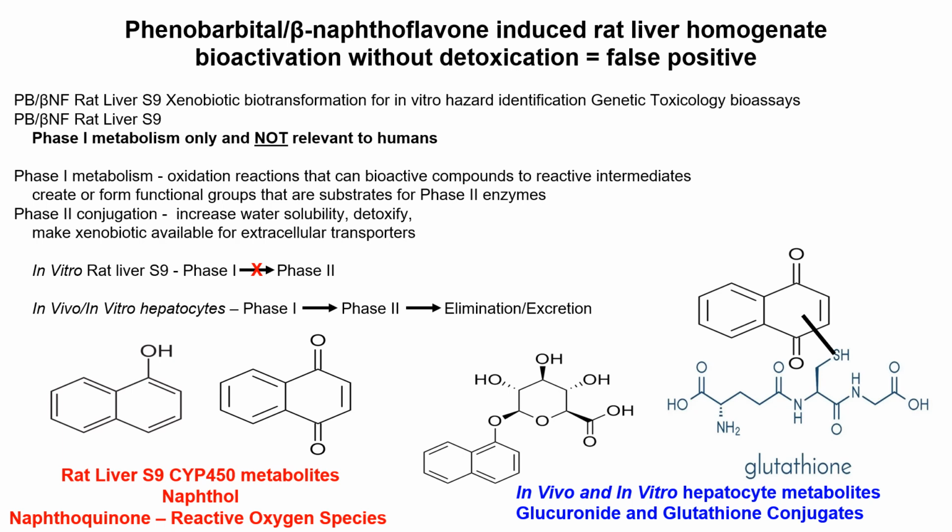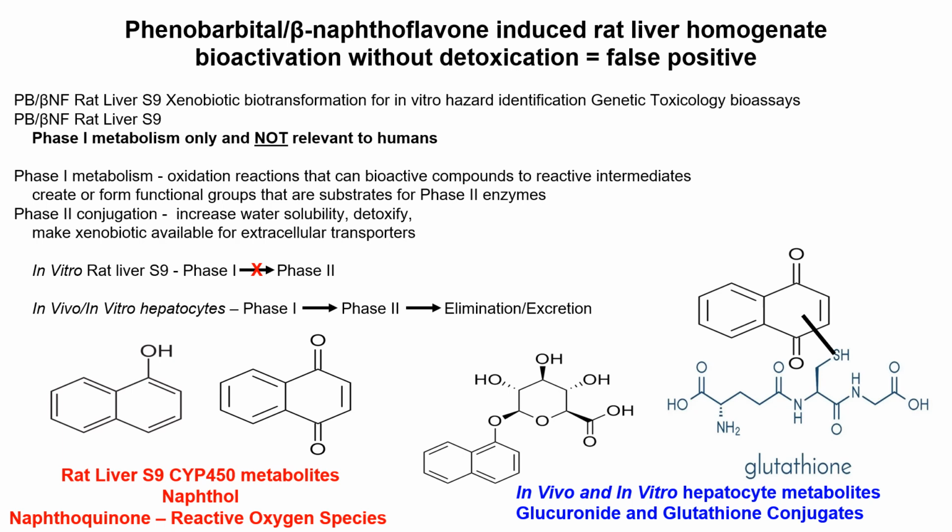Phase 1 metabolism tends to be oxidation reactions that bioactivate compounds to reactive intermediates. They can form functional groups that are substrates for phase 2 enzymes. And phase 2 enzymes conjugate, detoxify, and more importantly, they make xenobiotics available for intracellular transporters. So in vitro with rat liver S9, you have phase 1 metabolism only. However, in vivo or in intact cells, you have both phase 1 and phase 2 metabolism. They are linked biochemically, and phase 2 metabolites are also substrates for elimination and excretion by transporter enzymes.